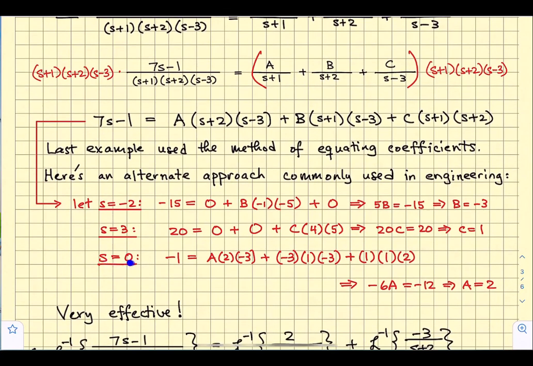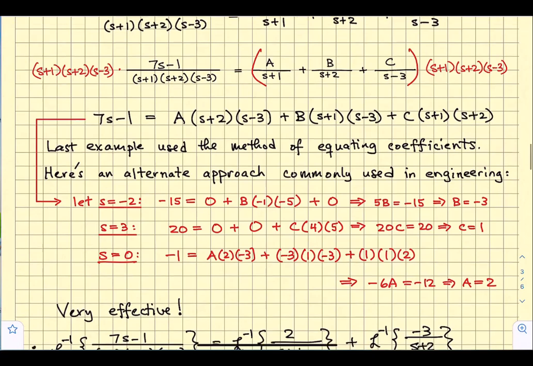So if we pick s to be 0 here, it's often a very convenient value to plug in. Here we get a -1. Here we get a times 2 times -3. Here we already know that our b is -3, so we get 1 times -3. We already know the value of our c is 1, and here we get a 1 and a 2. Notice that very quickly tells us that -6a is -12, so a is 2. I think this is a more efficient, quicker way to find these coefficients, but you use whichever method resonates best with you.